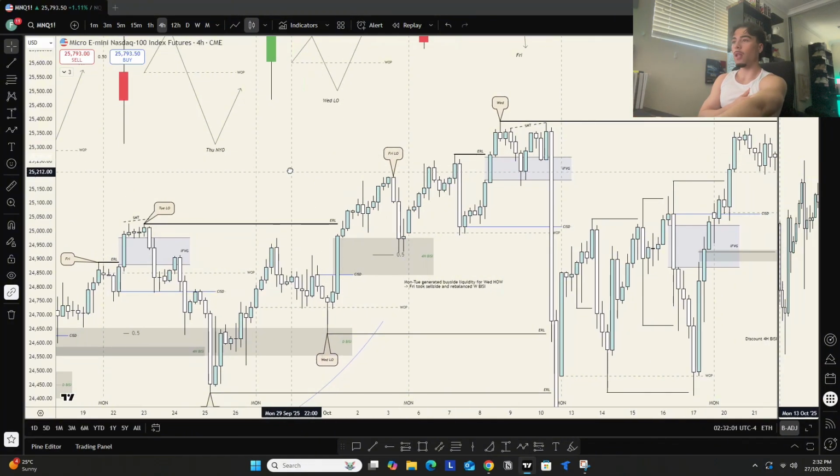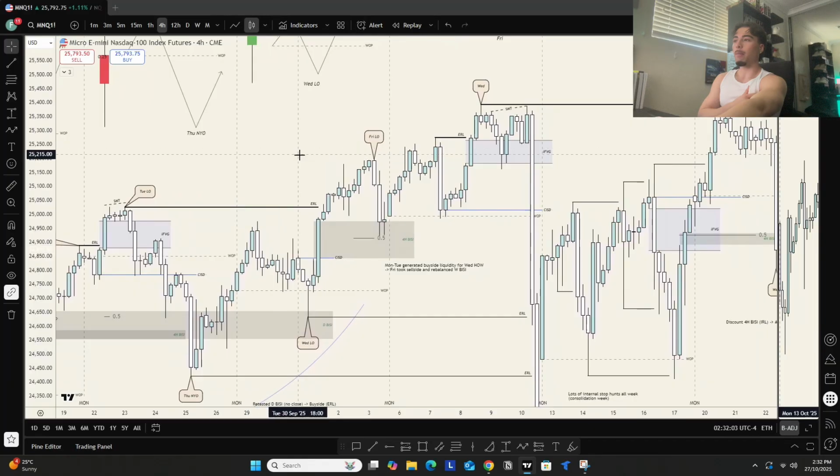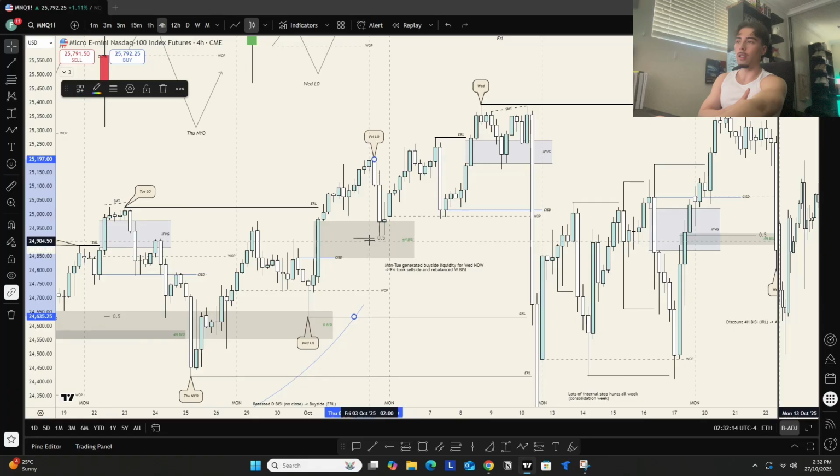Now what do we get? We get price sweeping this ERL. You can see, look, price sweeps ERL. What does it seek now? It seeks a discount of the range, and an imbalance in the discount of the range. So you can see I've marked out here is 50% again. We tap right into that EQ right there, which also has a 4-hour BISI right there.